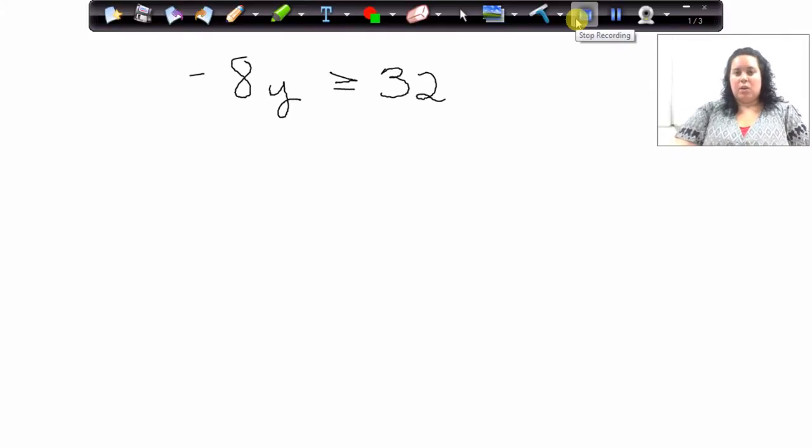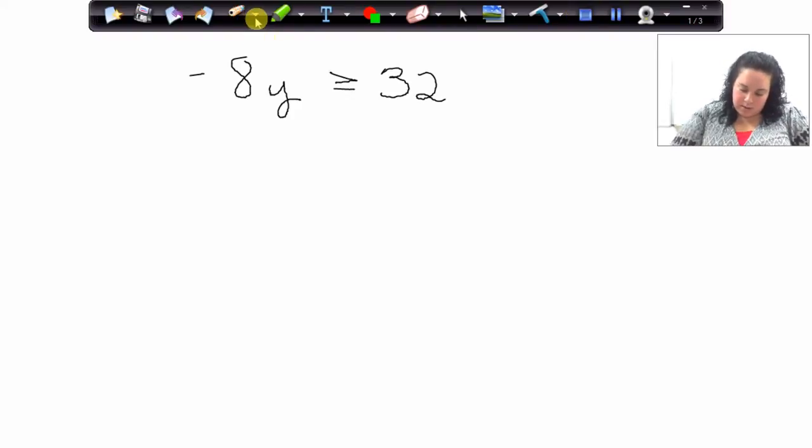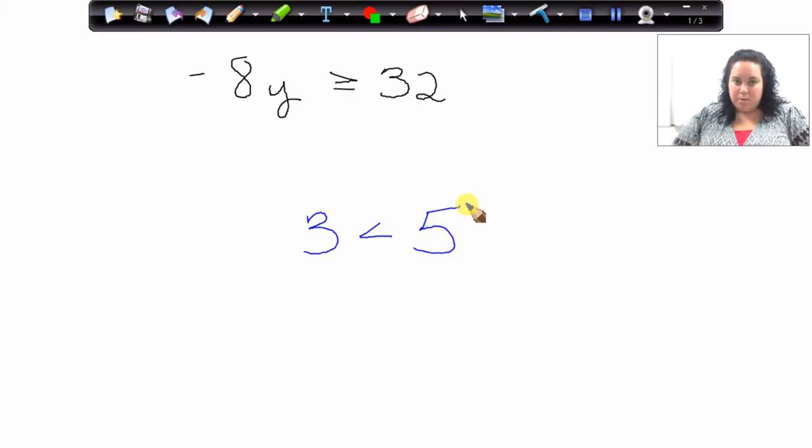Remember that solving inequalities is exactly like solving equalities, except that when you multiply or divide by a negative number, it changes the sign, okay? So for example, let's just do a quick example. If we say that 3 is less than 5, if we then multiply on both sides by -2, we would have -6 and -10, but -6 is not less than -10. -6 is greater than -10.